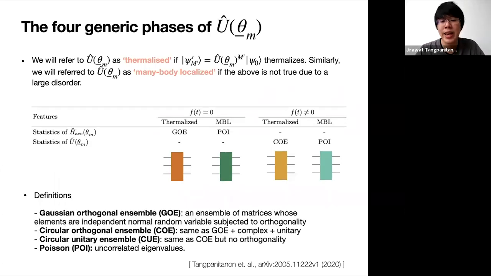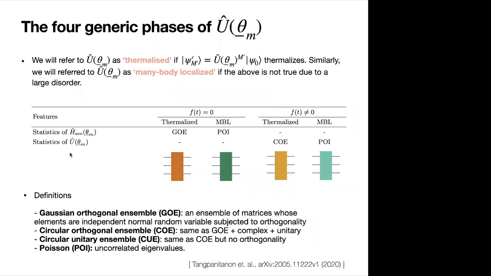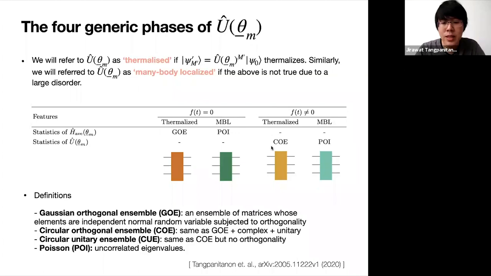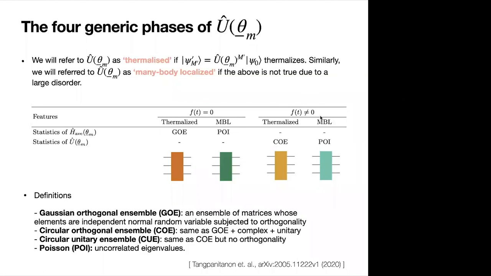So now I can divide my cases into four, whether it's driven or undriven, and whether it is thermalized or not thermalized. Previously we already considered one case, which is thermalized and driven. And you can define different statistics for each of these cases. So when you don't have the drive, you can define your statistic at the level of the Hamiltonian, which if you thermalize, you have GOE, Gaussian orthogonal ensemble. If you don't thermalize, you have Poisson. And when you drive, you define the statistic at the level of the unitaries. So if you thermalize, you get the COE as before. If you don't thermalize, you get Poisson.